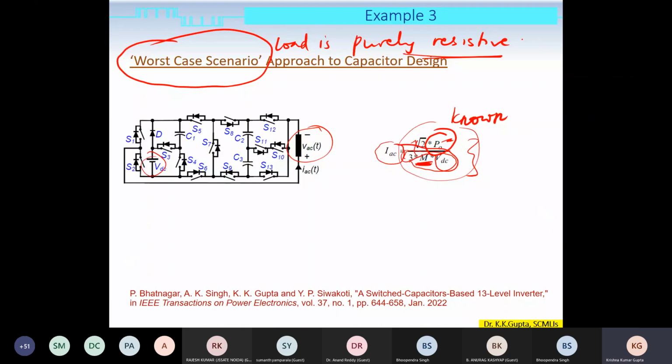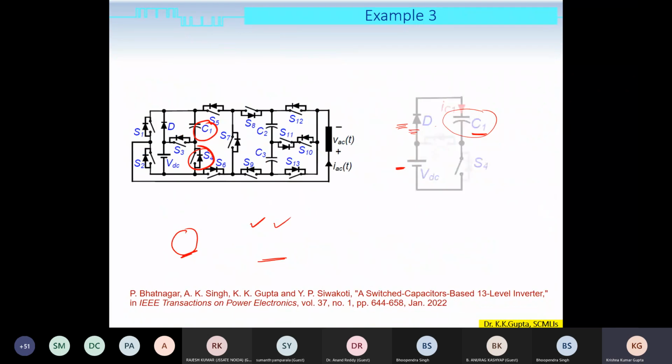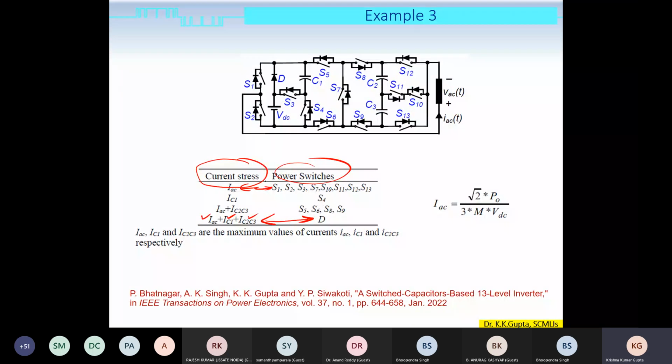This is how, by the analysis of each state, we can analyze the maximum value of current that a switch has to bear. So this is the load current, the charging current of the first capacitor, and the charging currents of capacitor 2 and capacitor 3. So this diode is to be rated at a very high current value.